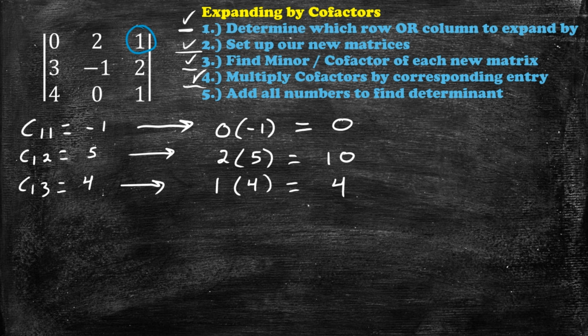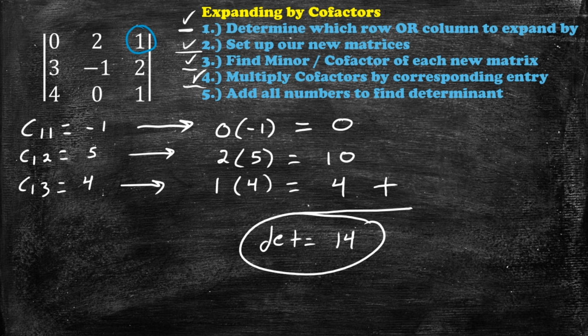Okay, so we just finished step 4, multiplying all the cofactors by the corresponding entries. Now all we have to do is add all of those numbers up that we just found. So 0 plus 10 plus 4 is equal to 14, and that is our determinant.